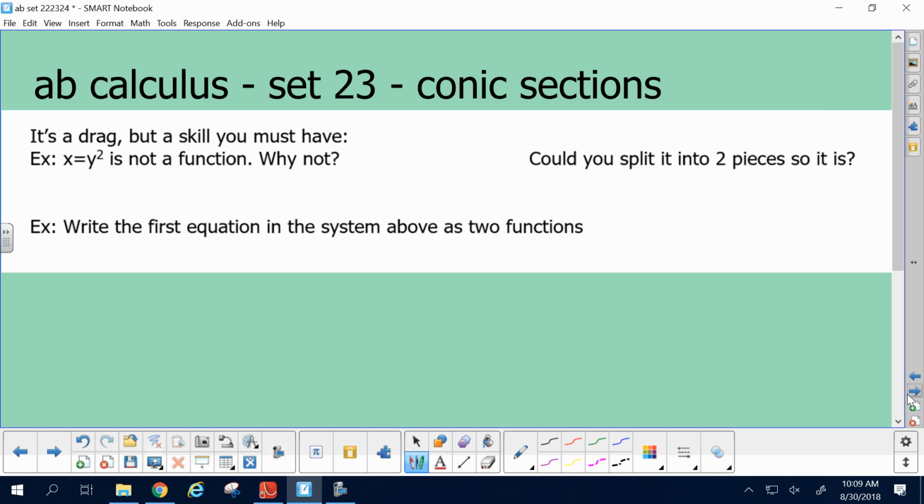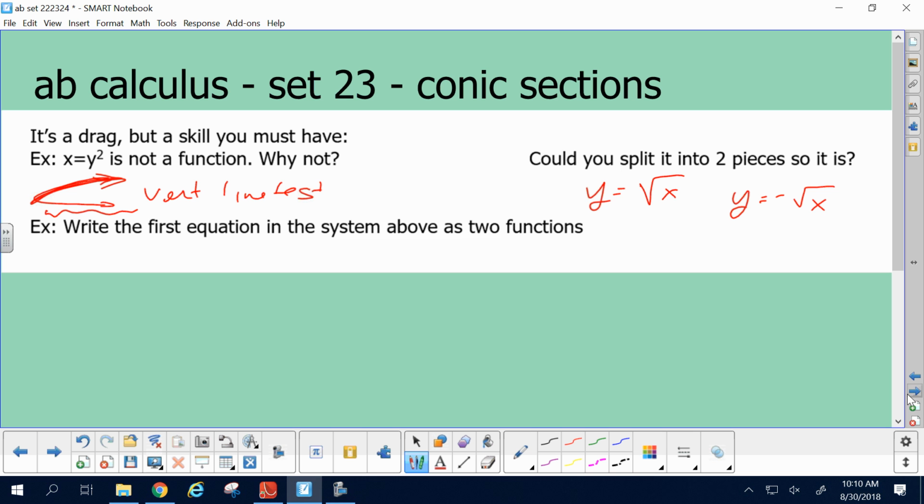X equals y squared is not a function. Why isn't it a function? Because it fails the vertical line test. In other words, for any one x, there are 2 y's. That's not okay. Could you split it into 2 pieces? So it is a function? Yes. This would have to be y equals square root of x, or when you square root, it's plus or minus. So square root of x is the top half. Negative square root of x is the bottom half. When you want to make this a function, you have to go plus or minus when you square root.